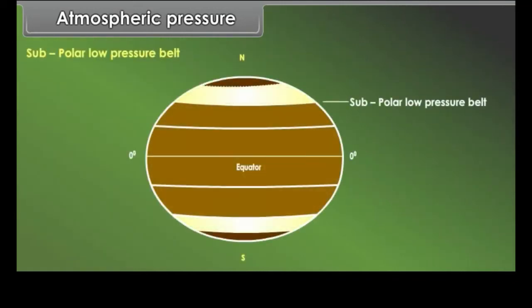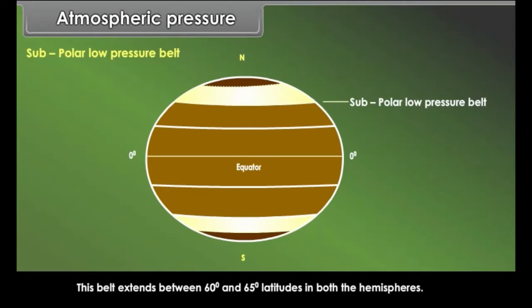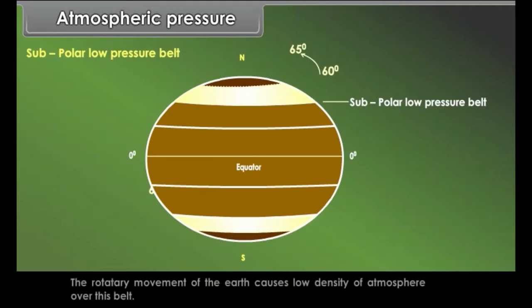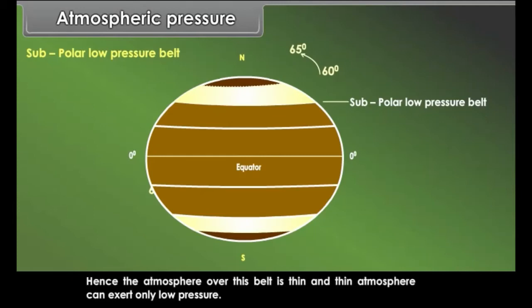Subpolar low pressure belt. This belt extends between 60 degree and 65 degree latitudes in both the hemispheres. This is a zone of wind convergence. The rotatory movement of the earth causes low density of atmosphere over this belt. Hence, the atmosphere over this belt is thin, and thin atmosphere can exert only low pressure.